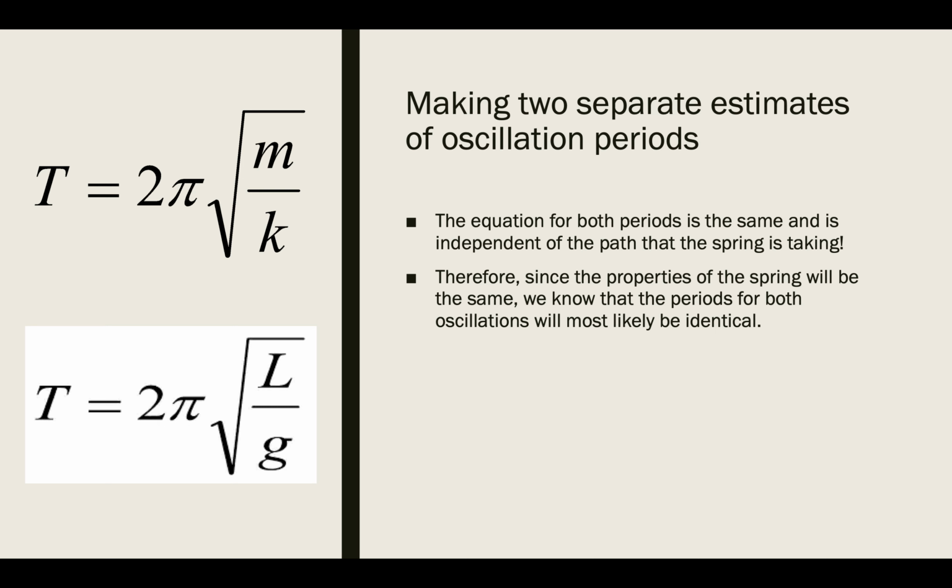If we're to make 2 separate estimations of oscillation periods, as you can see on the left, the period is given by 2 pi square root m over k. Therefore, the equation for both periods is the same, and it is path independent for the path that the spring is taking. Therefore, since the properties of the spring will be the same, we know that the periods for both oscillations will be most likely identical because the mass and the spring constant is the same for both oscillations.